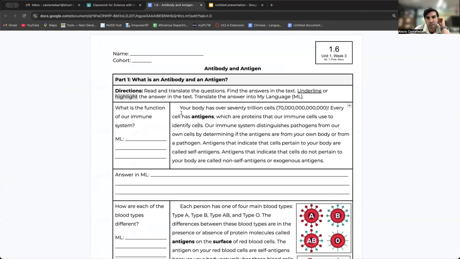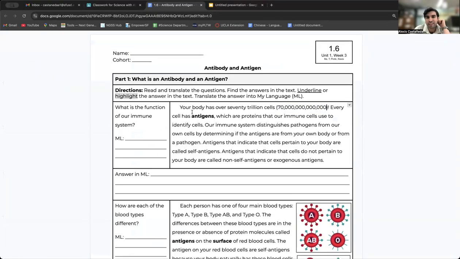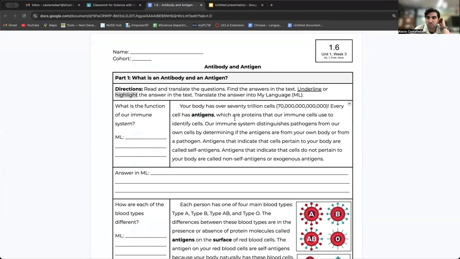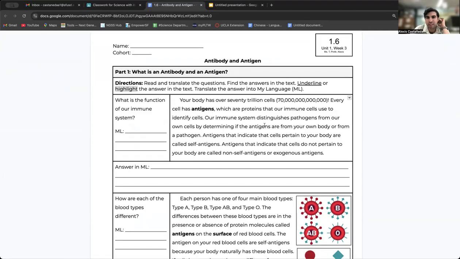So let's see what we have here. It says your body has over 70 trillion cells. It's a lot of cells. Every cell has antigens. These are proteins that our immune system uses to identify cells. Our immune system distinguishes pathogens from our own cells by determining if the antigens are from your body or from a pathogen. Antigens that indicate that cells pertain to your body are called self-antigens. Antigens that indicate that cells do not pertain to your body are called non-self-antigens or exogenous antigens.